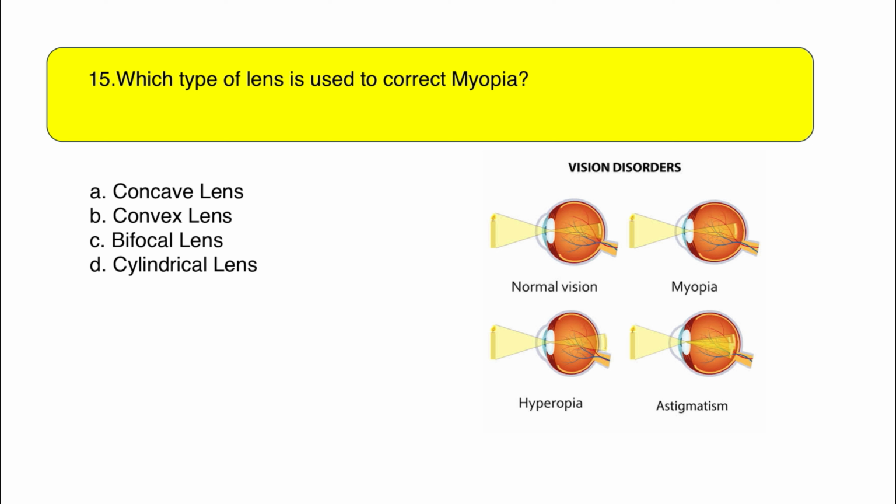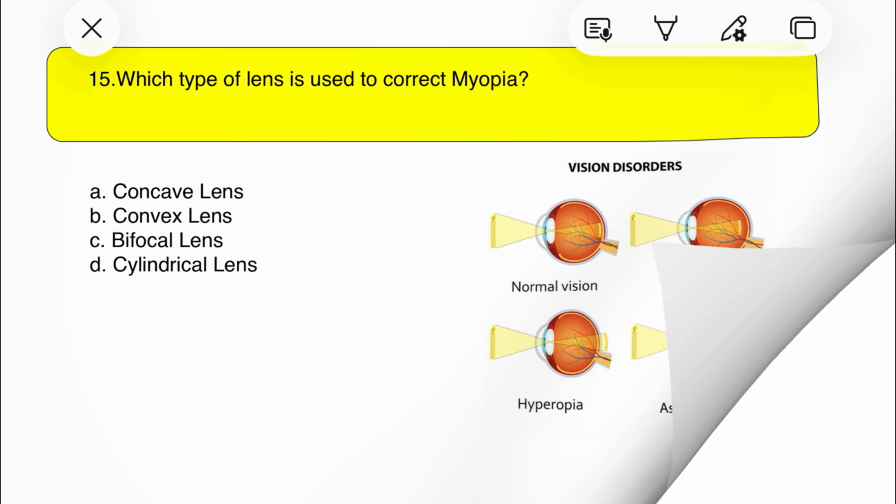Which type of lens is used to correct myopia? Option A, concave lens. Option B, convex lens. Option C, bifocal lens. And option D, cylindrical lens. The right answer is option A, the concave lens.